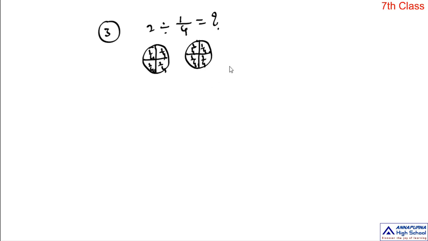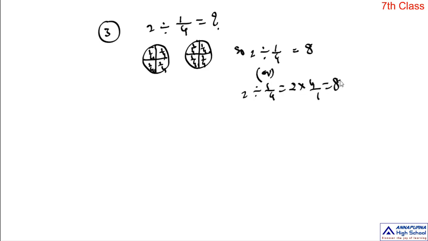So, how many 1/4s are there in the 2 wholes? 1, 2, 3, 4, 5, 6, 7, 8. How many are there? 8. So 2 divided by 1 by 4 is equal to 8, or we can represent the same thing as 2 divided by 1 by 4 is equal to 2 into 4 by 1, which is equal to 8.